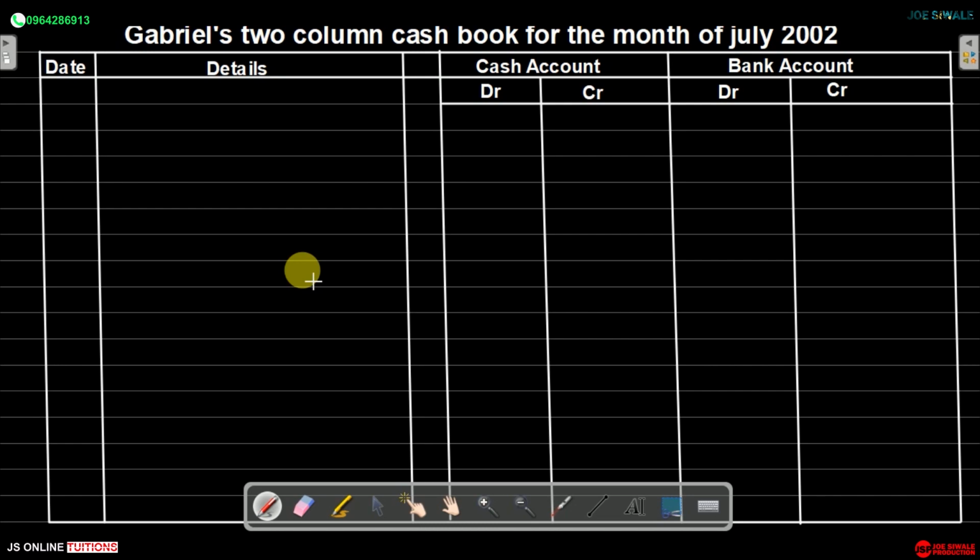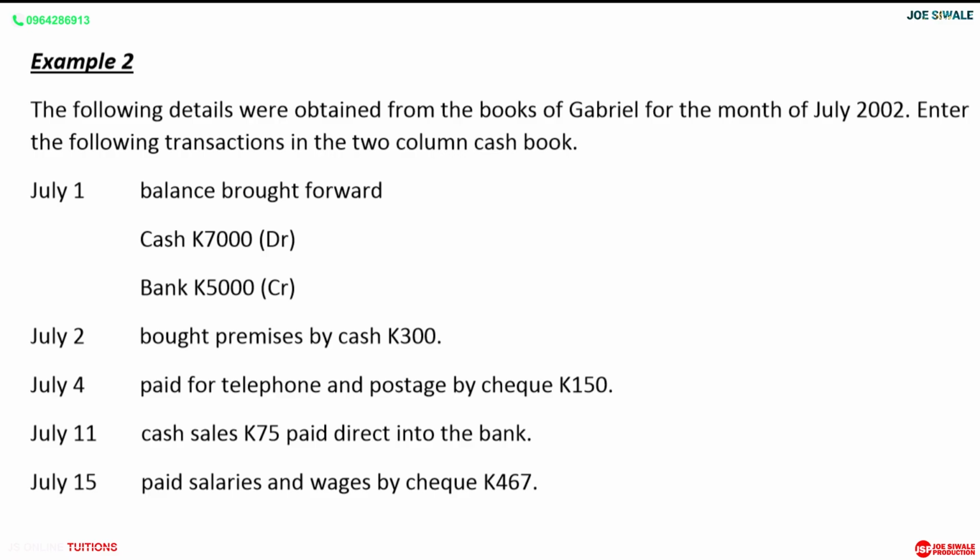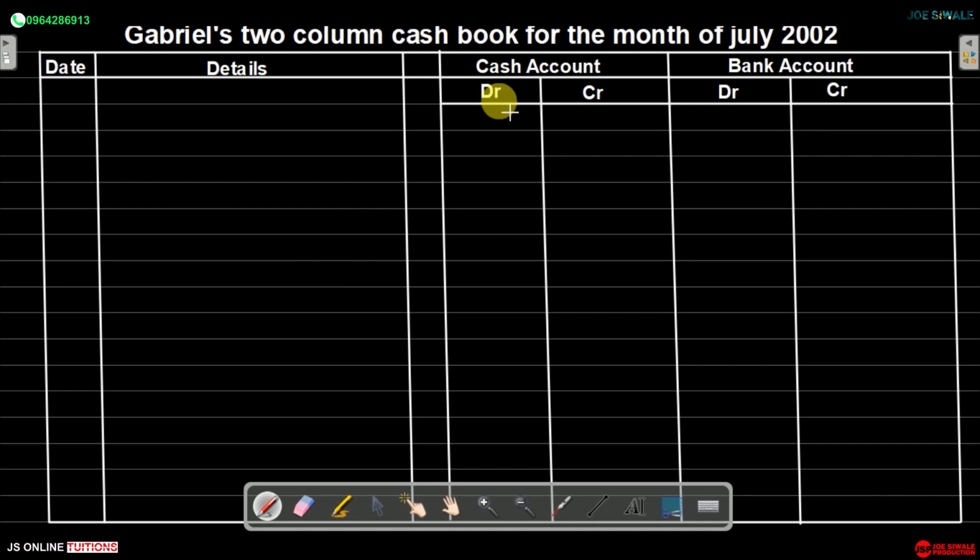So we'll start by recording the first transaction which occurred on the 1st of July, and it reads, balance brought forward. We have cash amounting to 7,000 on the debit side, and we have bank amounting to 5,000 on the credit side. And we know that the amounts that we are recording are in kwacha, so we're going to put the year that we are using, which is 2002. So we have the first transaction which occurred on the 1st of July.